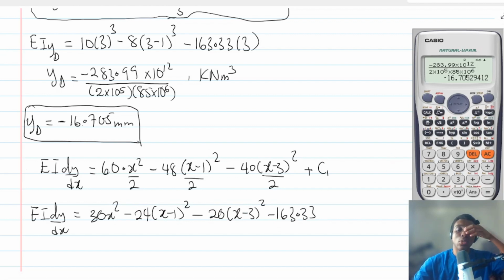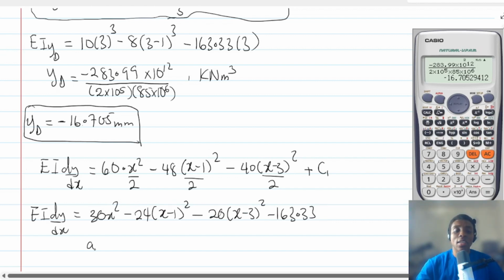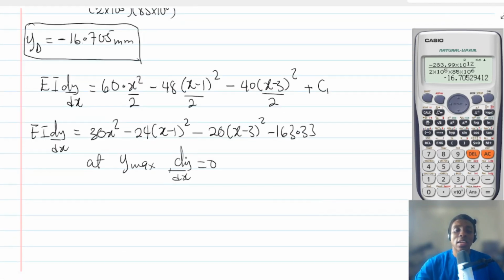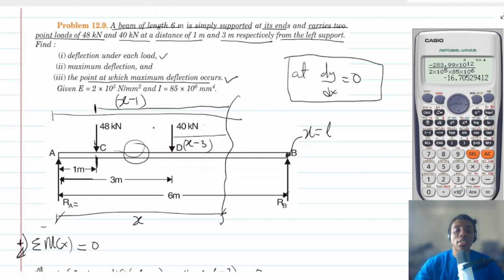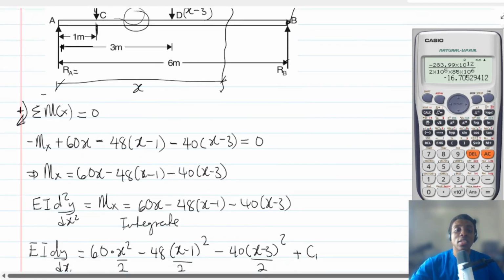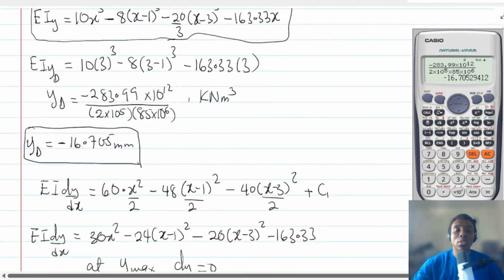And then we are saying that to find the maximum deflection, or the point at which it occurs, at the maximum deflection dy/dx is 0. So we are going to set dy/dx to 0, but not everything here, rather the portion of the beam where the maximum deflection is likely to occur. And we all agreed that it will occur somewhere between C and D.